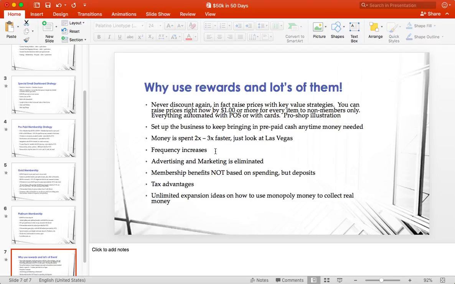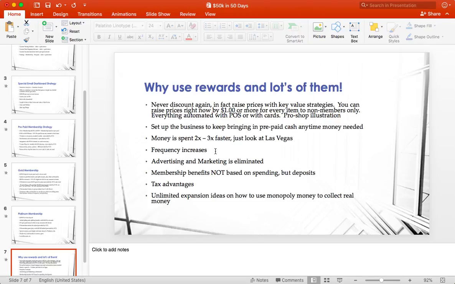So all of these things are eliminated, right? You never have to lower prices. You get money in advance. They spend it quicker. They come back more frequently. You never have to advertise or market to them. The membership benefits are not based on spending but on deposits. 87% of customers have said this, yet very few businesses do it.